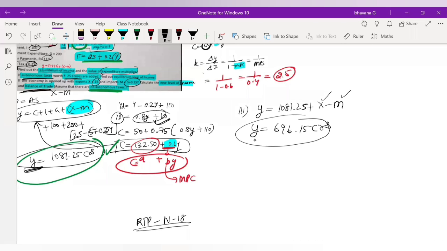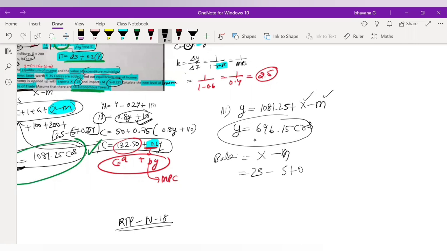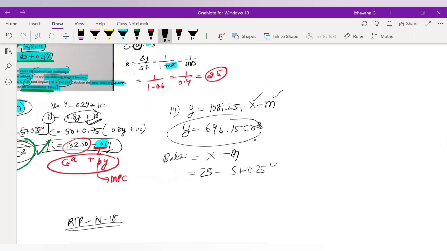Now, they have told you to find the balance of trade. Balance of trade is equal to nothing but X minus M. What was your X? X was 25. What was your M? M was 5 plus 0.25y. Instead of this Y, you have to substitute the value, so it will be 0.25 into 696.15. If you do, you will get your balance of trade, which is going to be minus 154.04 crores.